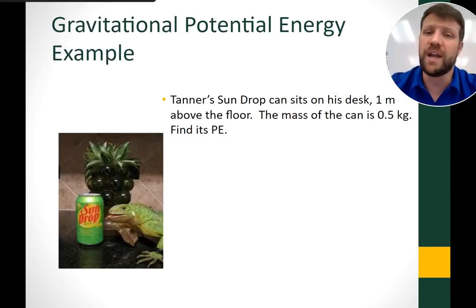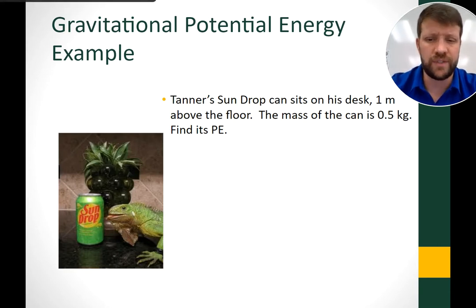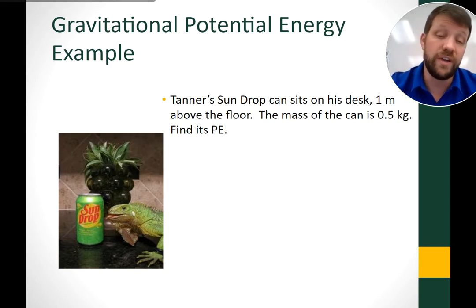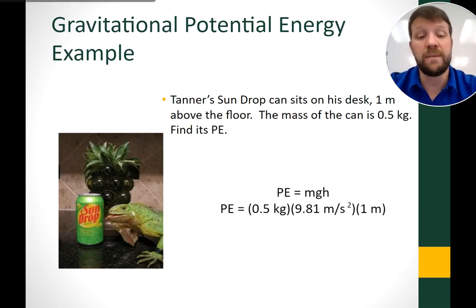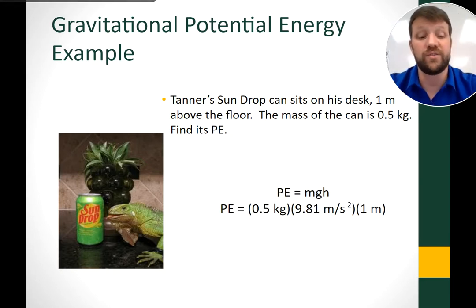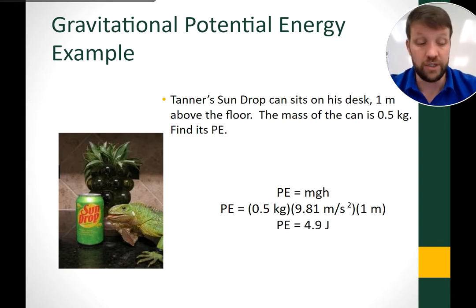Our quick example here for gravitational potential energy includes one of the weirder pictures I've ever seen, but I find it entertaining for some reason, so we're going to throw it in there. This is Tanner's Sun Drop. It sits on a desk. For some reason, there's an iguana licking it, and it's 1 meter above the floor. The mass of the can is 0.5 kilograms. We're going to find the potential energy. Reminder that is mgh. Our mass is 0.5 kilograms, our gravitational acceleration, 9.8 or 9.81 meters per second squared, and our height there is 1 meter. That's going to give us 4.9 joules of potential energy.